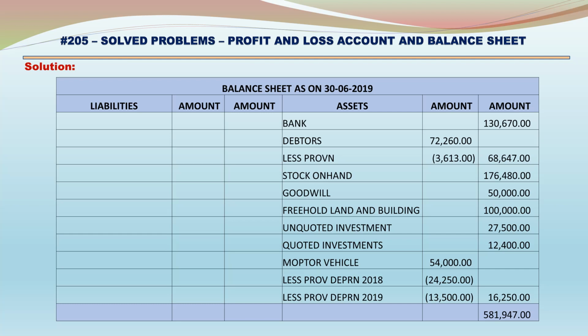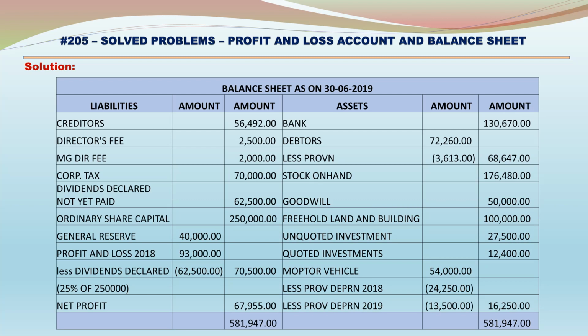Motor vehicles 54,000. Depreciation up to 2018 24,250. Depreciation for the year 2019 13,500. Net cost of motor vehicles 16,250. Total assets 581,947. On the liability side, creditors 56,492.